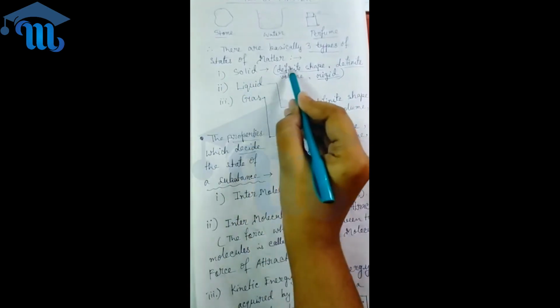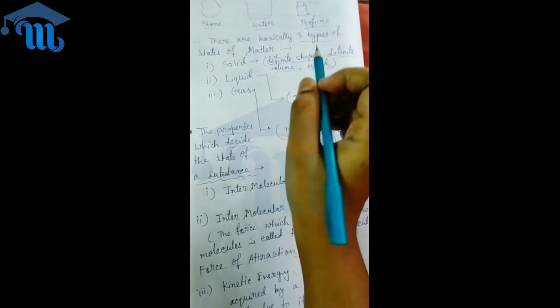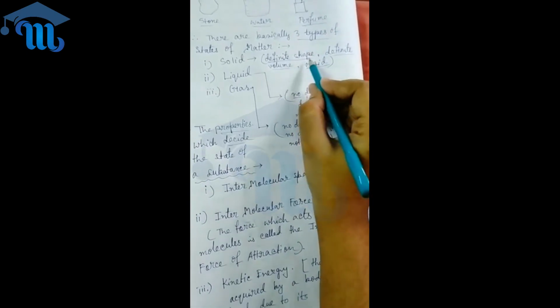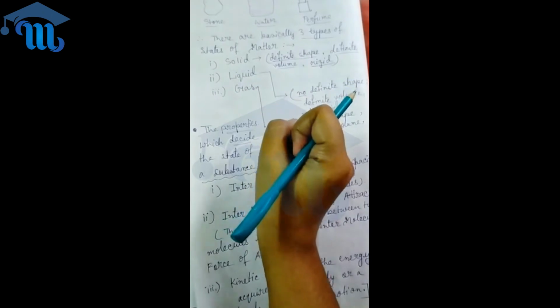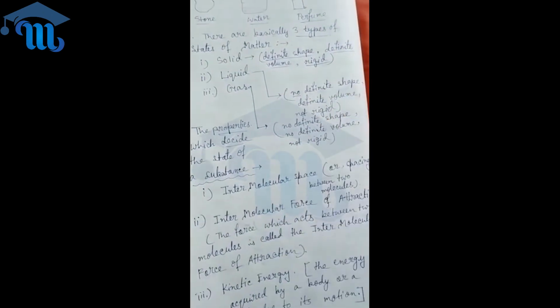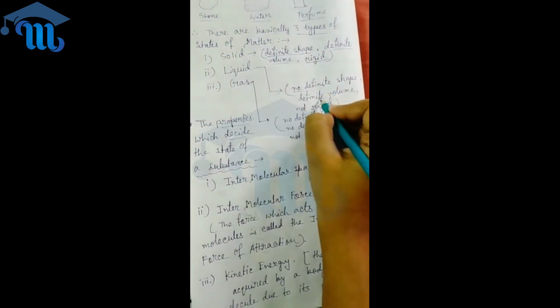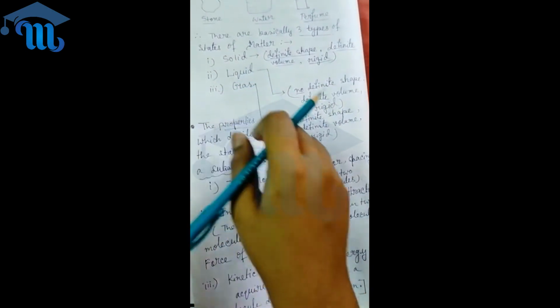So this is the basic part of states of matter. Three types of states of matter: solid, liquid and gas. What is solid? The characteristics are definite shape, definite volume, and obviously it's rigid because we can hold it like this. What is liquid? No definite shape. It can take the shape of the container where it is kept. Definite volume and it's not rigid.